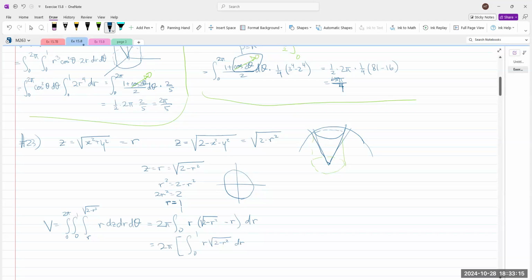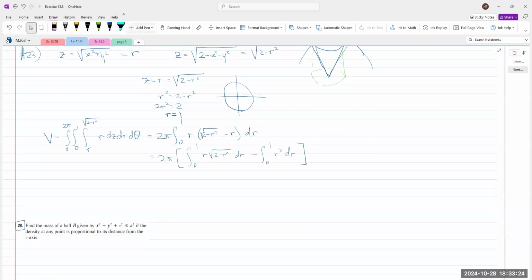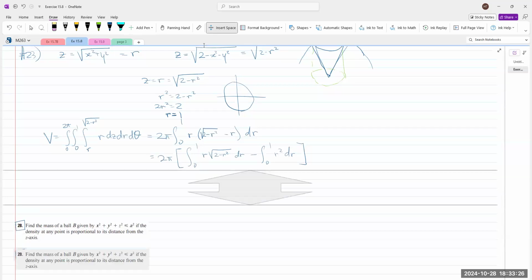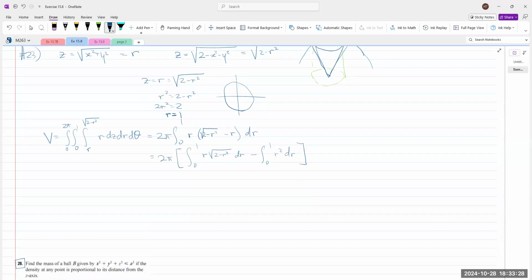I split them. And then for the first integral, I will use substitution. u equals 2 minus r squared, du will be negative 2r dr. u at 0 is 2, u at 1 is 1.